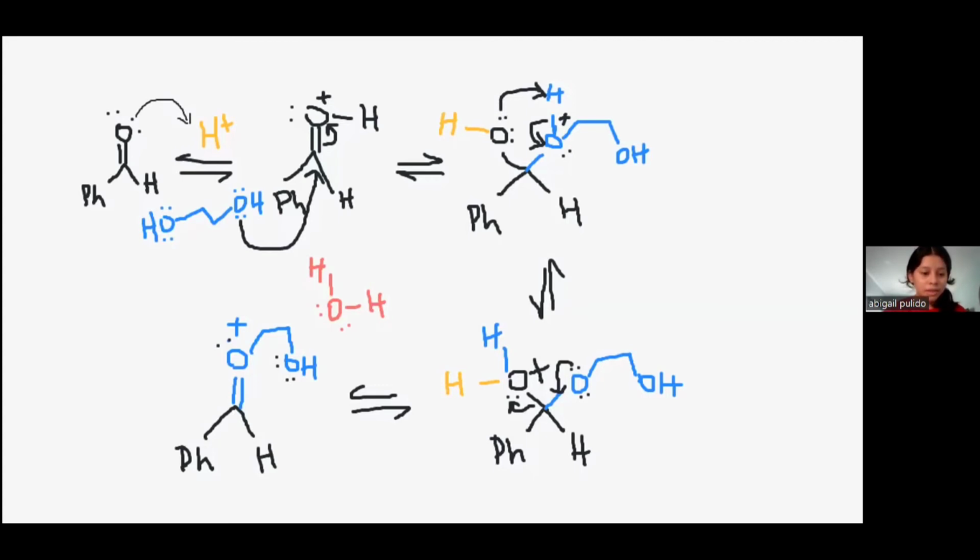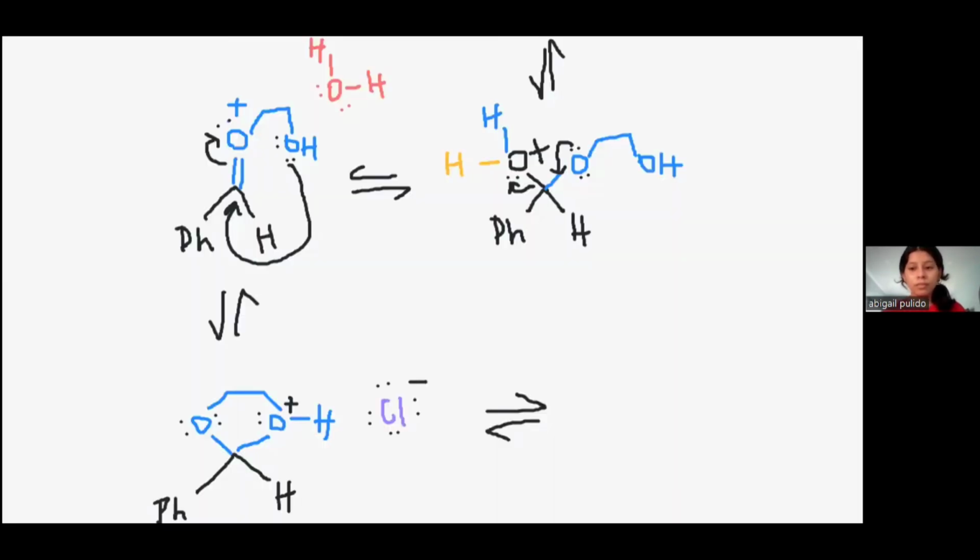So what happens next is the lone pair from this alcohol will attack the partially positive carbon, and then that leads to the pi bond breaking, and the electrons will be moved to the positive oxygen. Because the pi bond was removed, the oxygen here now has 2 lone pairs, and this oxygen that attacked the carbon now has a formal positive 1 charge.